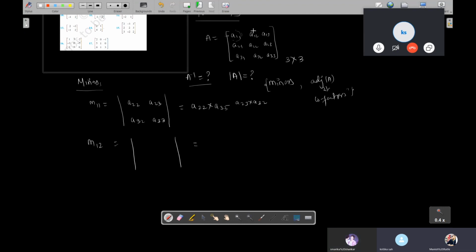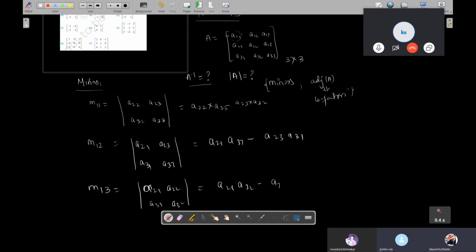So what is M12? Again, you need to hide the elements of the corresponding row and column. So you'll be left with A21, A23, A31 and A33. What will be the determinant for this? A21 A33 minus A23 A31. What about M13? Hide row 1 and column 3, leaving A21, A22, A31, A32. So you write A21 A32 minus A22 A31.